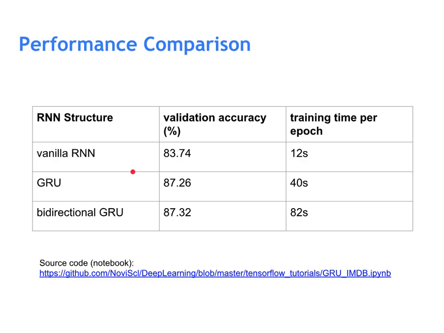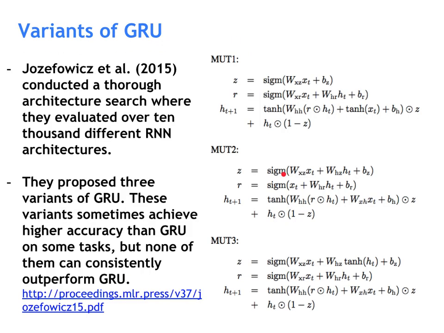I guess this is because for this particular data set, the information from the future time steps is not that important for current time steps, so you don't see much increase here. But anyway, it shows GRU is really, at least at this task, better than our vanilla RNNs. I put my source code here so you can reproduce the experiment. And you can also see the training time is longer than vanilla RNNs because you have more computations involved.